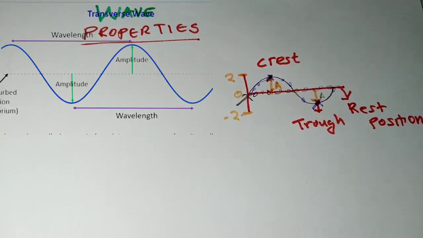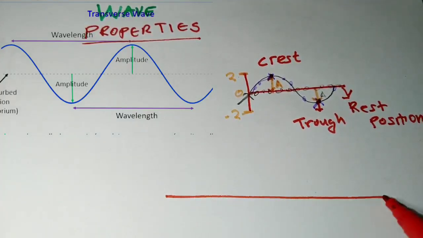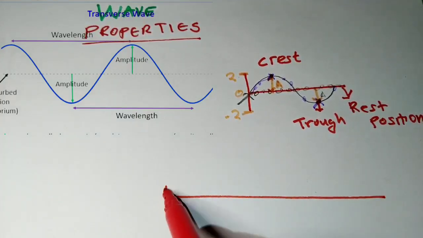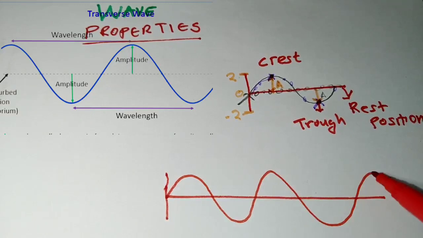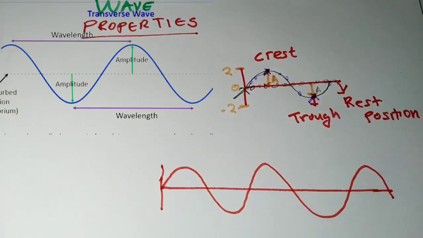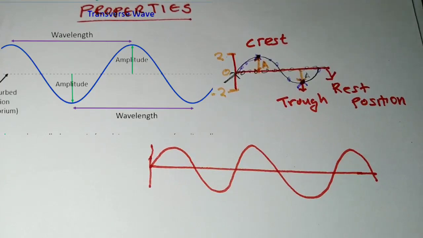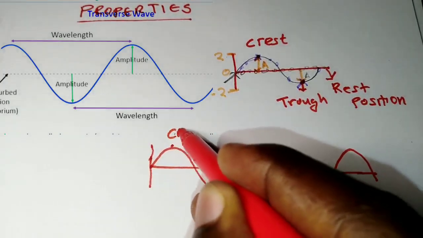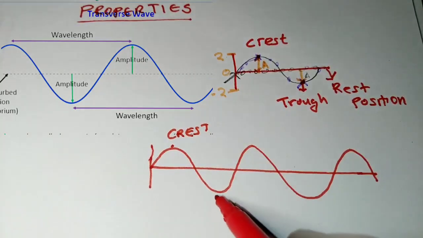Now in a case where you have something like this, you have a number of crests and troughs, a diagram like this. So we have a number of crests and troughs. So this is a crest, a trough.